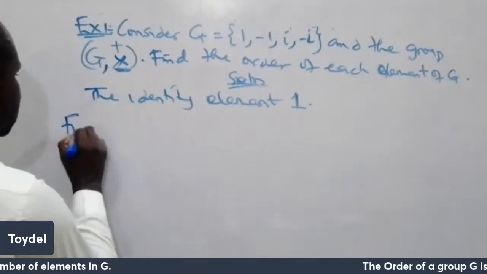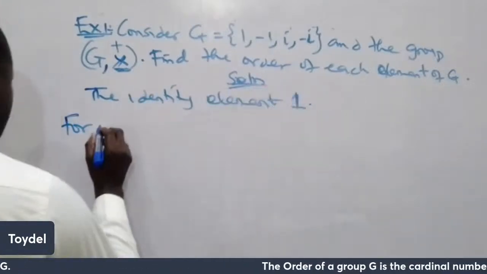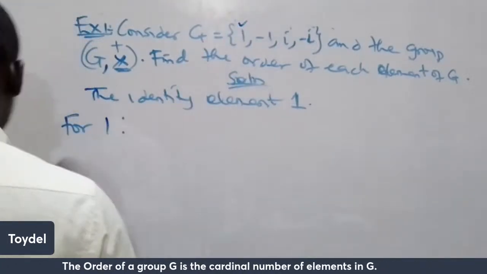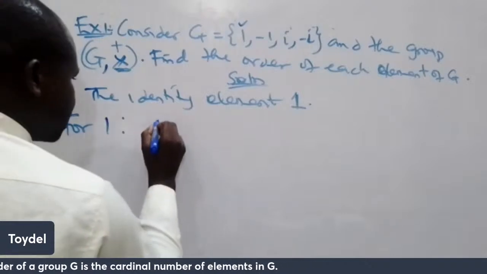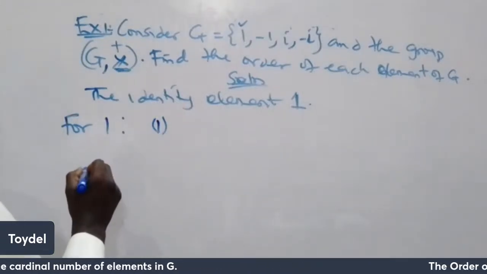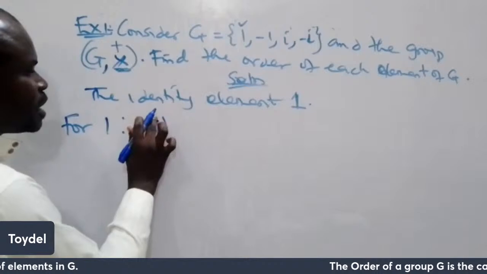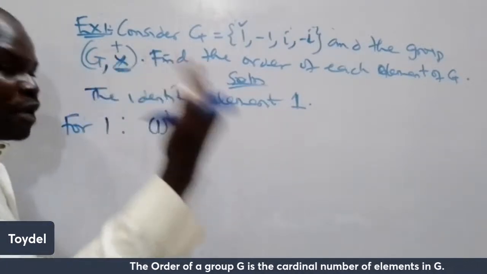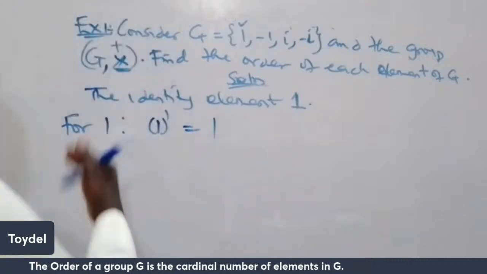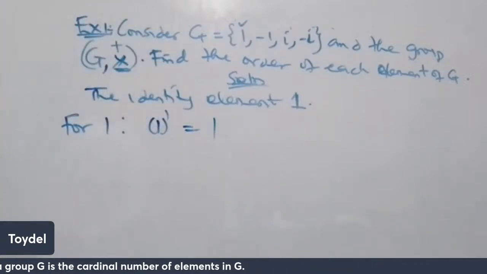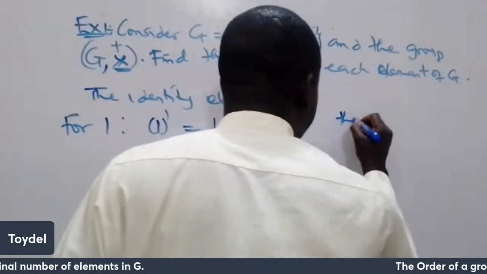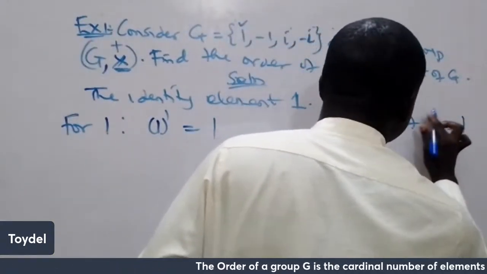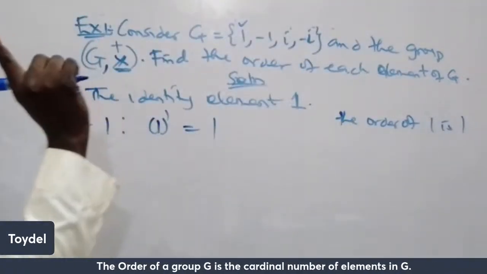So for 1, we want to see the order. For 1, what do we have? Of course, I want to use the power now. 1 raised to power 1 is 1. 1 raised to power 1 billion is 1. So we are going to get 1, irrespective of the power. So we say that the order of 1 is 1. That is for 1. There's only one thing that we can get.